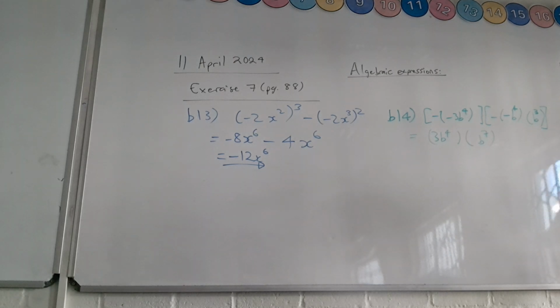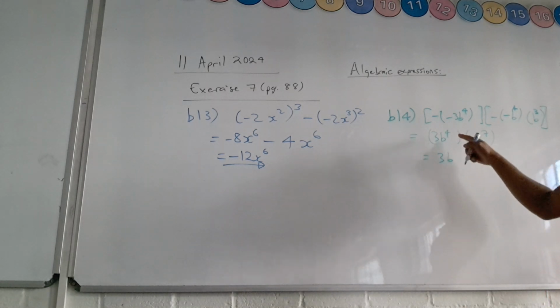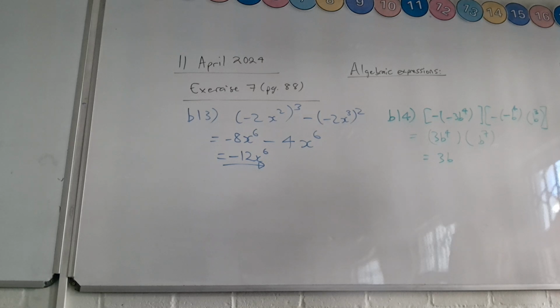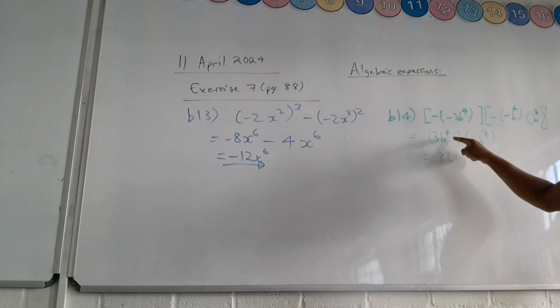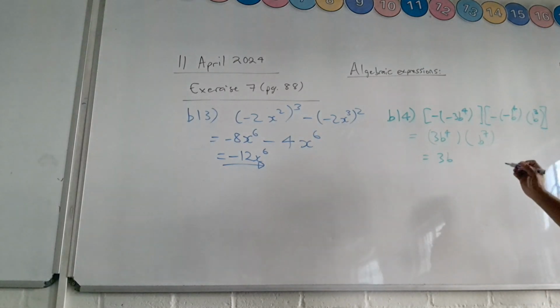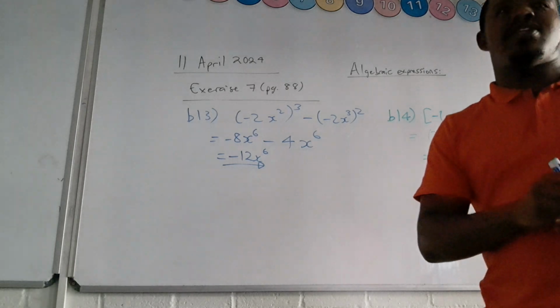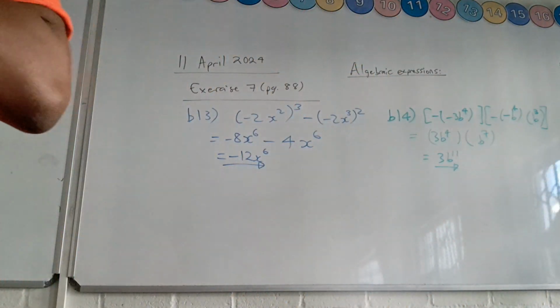Zoe, ask your question. What happens to that negative in front of that bracket? Negative times negative is positive. Integers work that way. 3b, when you multiply powers with the same base, you add the exponents. This is the only time you add the exponents, when you multiply, not when subtracting. So 4 plus 7 is 11. The final answer is 3b to the power of 11. Good!